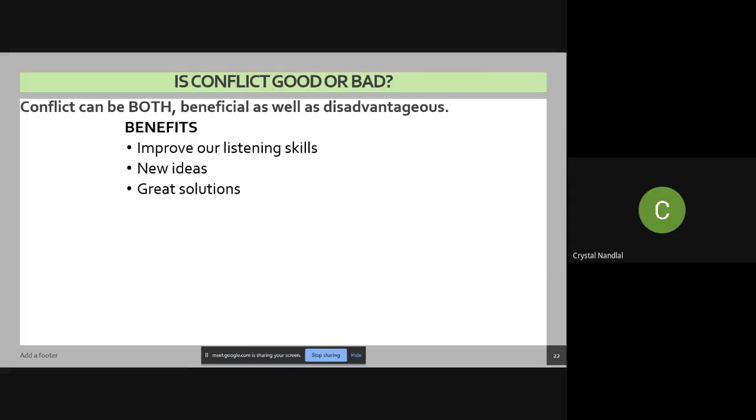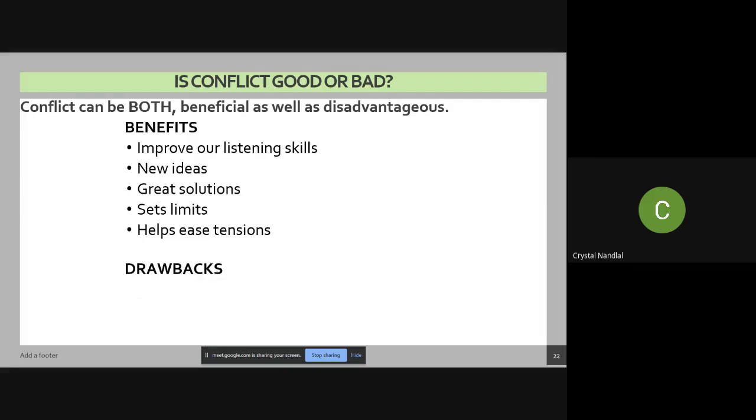Great solutions, as I just mentioned, is basically the same thing. And it helps you to set limits with how you interact with others. And it helps ease your tensions.